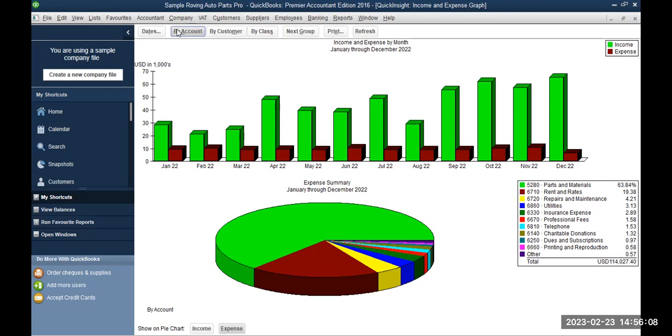But you can choose here. On the account, it shows you this pie chart. This pie chart is based on the chart of accounts in this case. So on this one, it's showing you your expense summary.